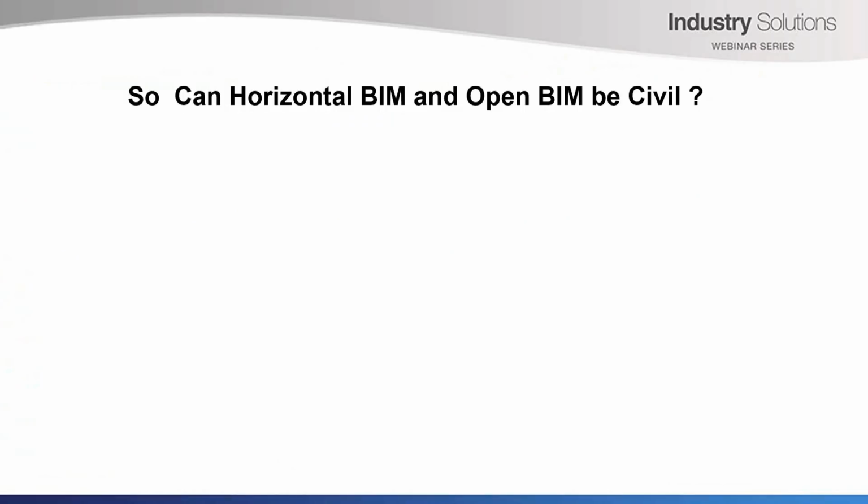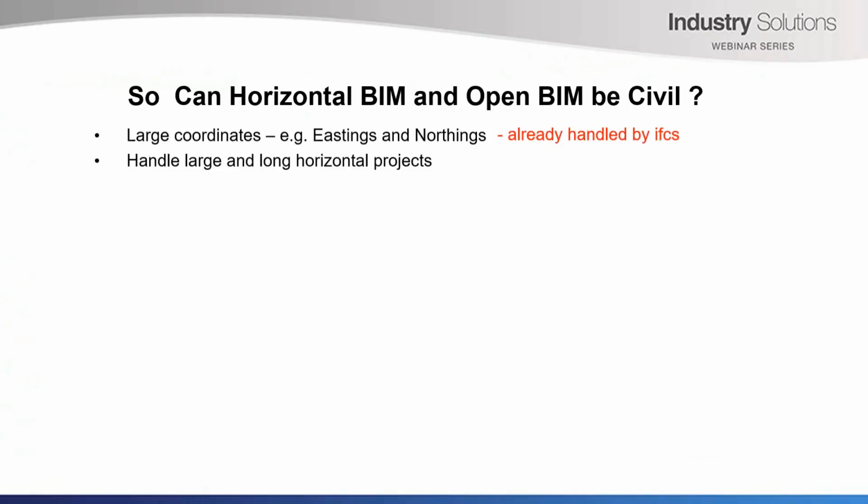So can horizontal BIM and open BIM apply to civil? Well, let's look at all those criteria that we discussed. Large coordinates. Can you have, say, eastings and northings? That's already handled by IFC2x3. If people are having trouble with large coordinates, it's the software, not the IFC format. So there's no problem there. Can it handle large and long horizontal projects? Well, you can have eastings and northings in it, so you can already do that now.